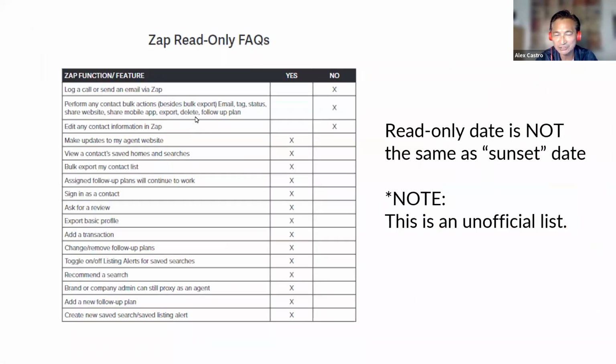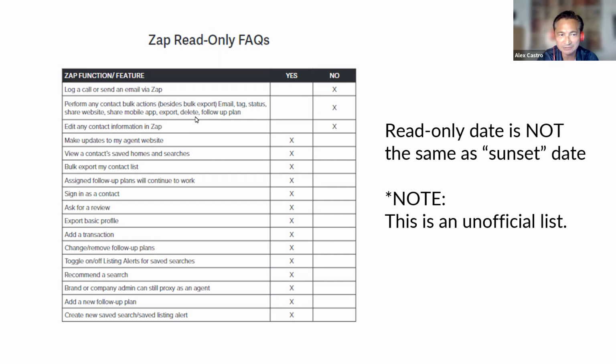Better yet, I have a chart, Zap read only FAQs. This is an unofficial list. I put unofficial because some of you say, well, Alex told us this on MoxiWorks Hours. Unofficial, but I would say almost fully baked, okay? So as you can see, there's a lot of things that you still can do, the yes column, that I can still do when it becomes read-only, right? Look, the majority is, wow, that's a lot I could still do, but the no's are very important to note, okay?